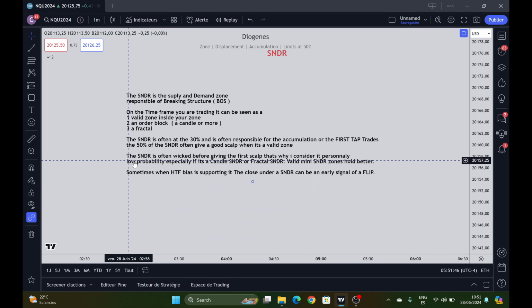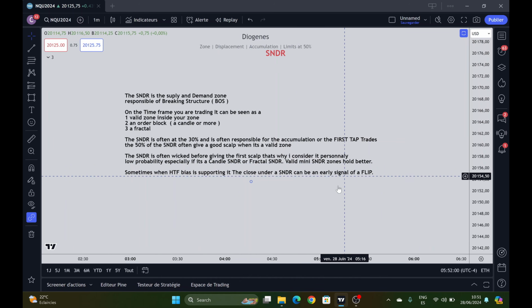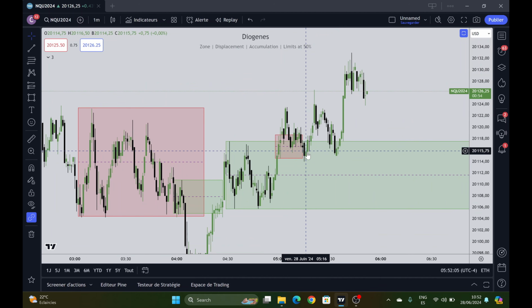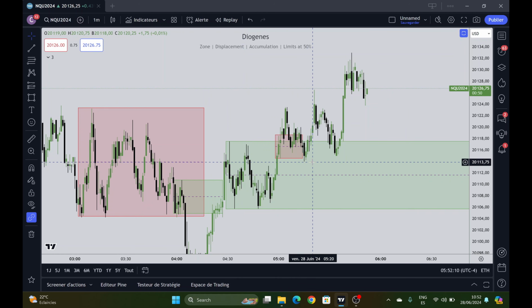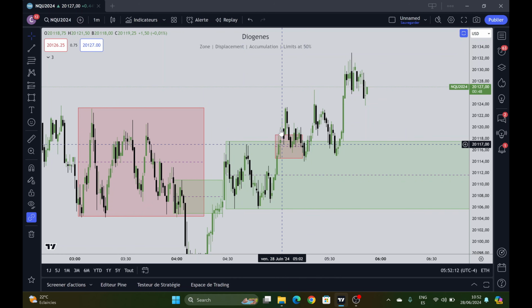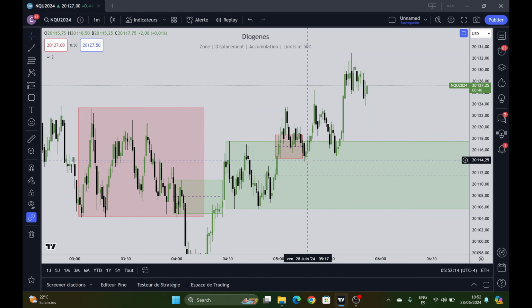The SNDR is often wicked before giving the first scalp. That's why I personally consider it low probability, especially if it's a candle SNDR or a fractal SNDR. A valid mini SNDR zone holds better. So this price action was made before I was typing my definitions, and surprise, surprise, the fractal SNDR did get wicked first before it gave the first scalp.